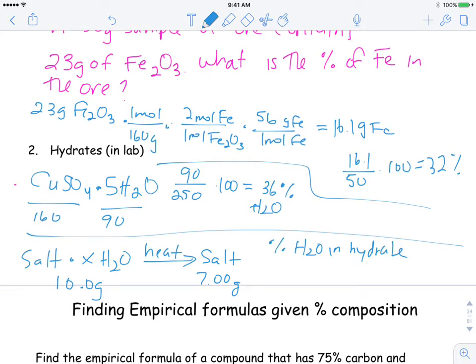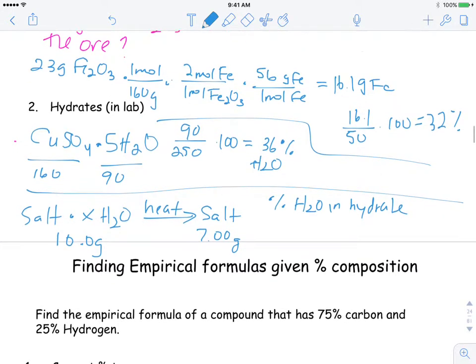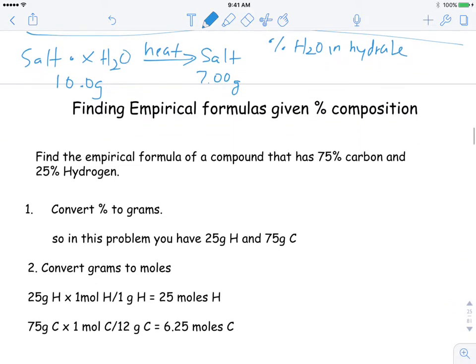So the next thing, if you know how to do percentages, you should be able to use those percentages to work backwards. If I give you a percentage, you should be able to find the empirical and molecular formula of a compound. And so how does that look? Well, here's my compound that I'm going to do. I give you 75% carbon and 25% hydrogen.